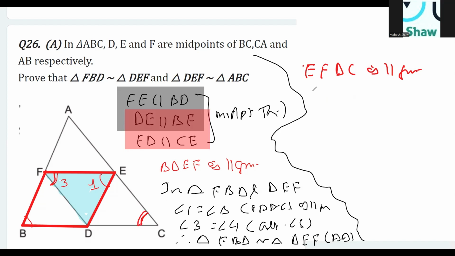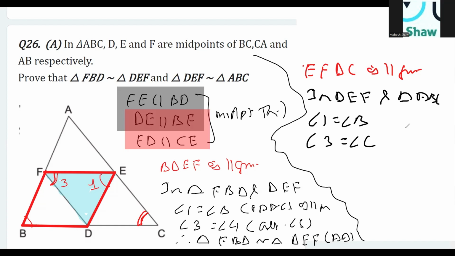Right, so let's prove the triangles similar. We have triangle DEF and triangle ABC. In these triangles, you can see that angle 1 is equal to angle B and angle 3 is equal to angle C. So therefore, we can say that triangle DEF is similar to triangle ABC.